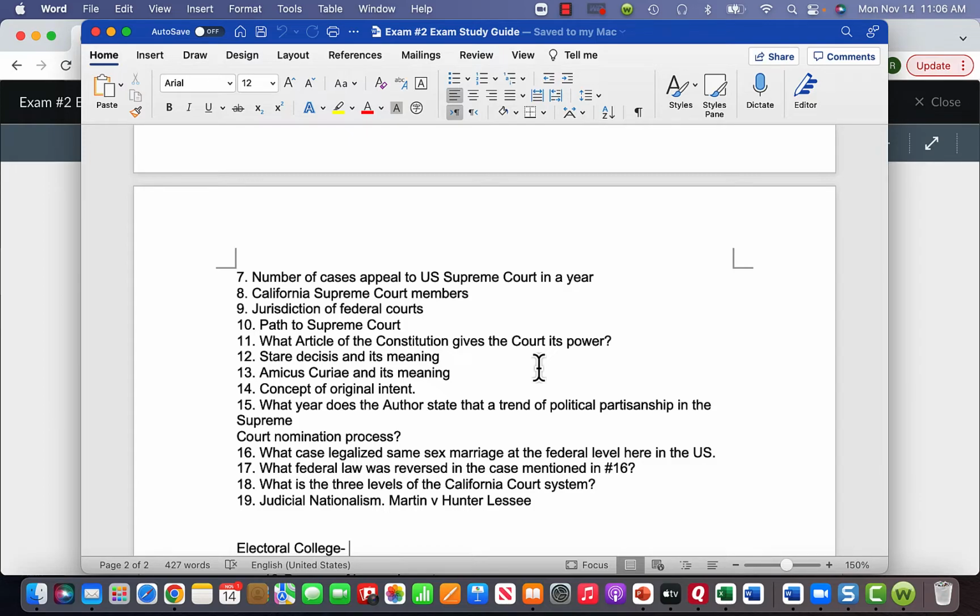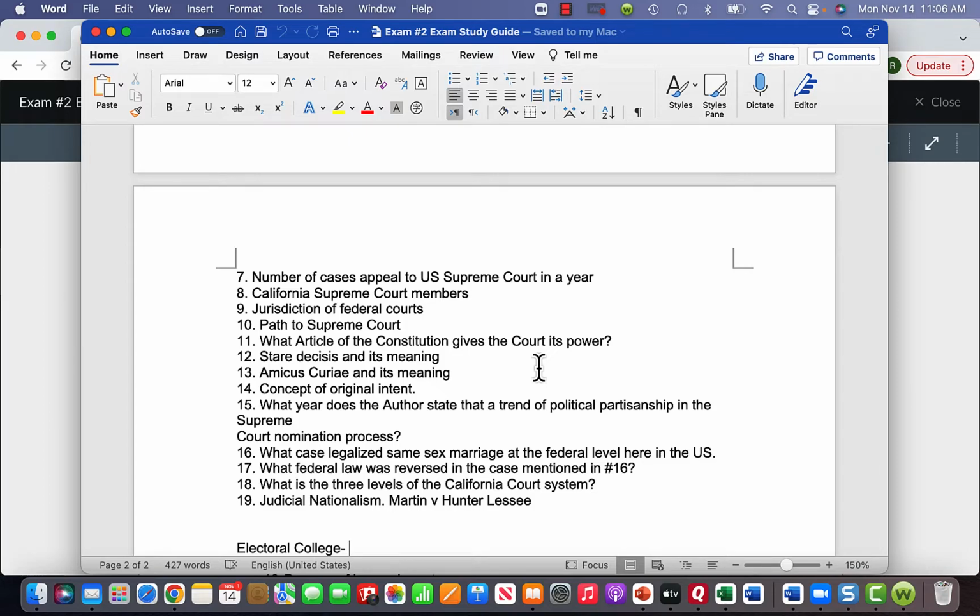Know what Article 3 is, just the basics. I don't expect you to know everything. Remember, judges at the state level are nominated by the governor, approved by the Commission on Judicial Appointments, and then they have to run for re-election. On the federal level, remember, they are put on the bench for life.